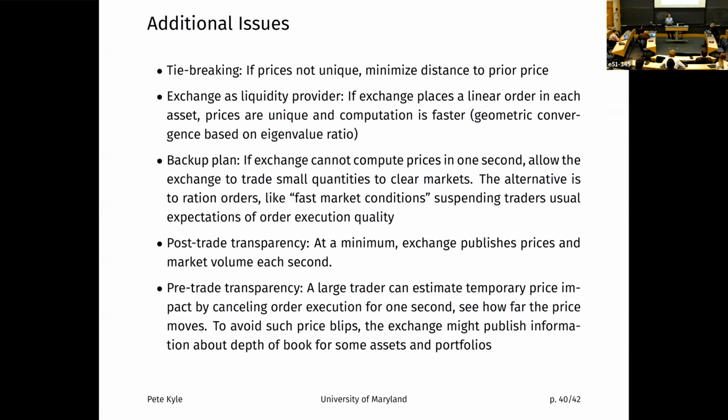There are some other issues that we don't cover much in the paper that relate to what happens if prices aren't unique, or if we added exchanges and liquidity providers. What happens if you can't calculate the prices fast enough? Or we think, well, probably you can just let the exchange pick up the unclear quantities. How much transparency do you want? That's a long discussion I'm not going to go into here, but market microstructure people talk about pre-trade and post-trade transparency.